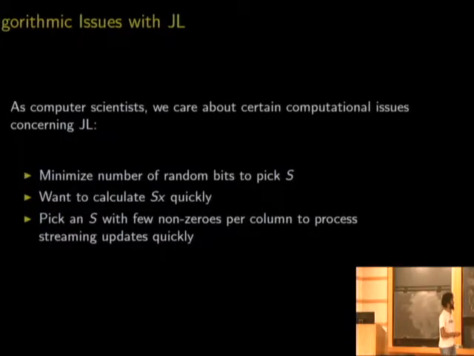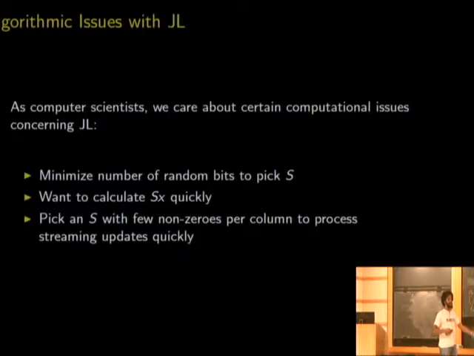We want to calculate Sx quickly. So I want an S that's somehow efficient to apply, more efficient than just some naive matrix vector multiplication. Another thing I care about, especially in streaming, is I want S to have very good column sparsity, meaning that every column should have very few non-zeros.